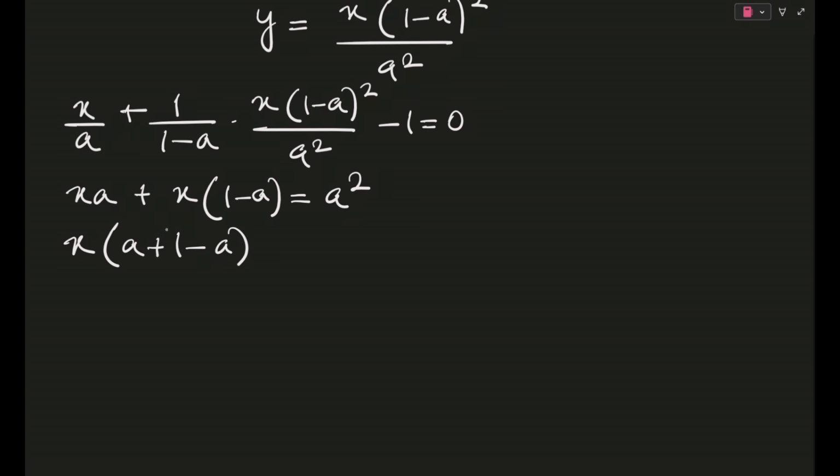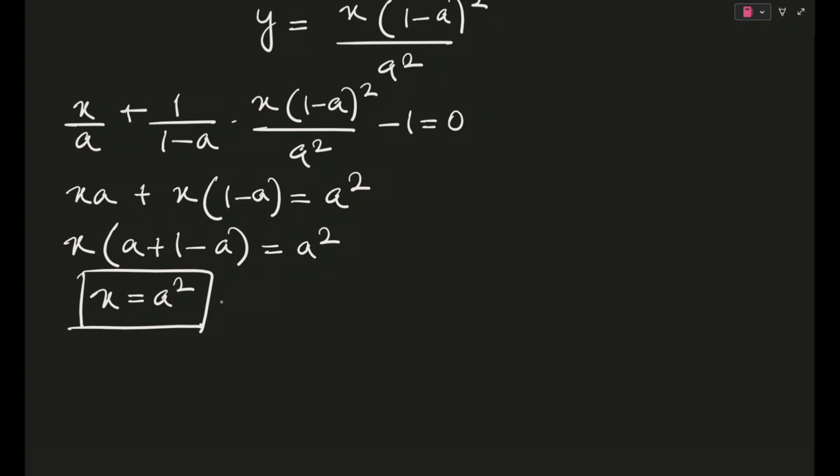So a and minus a get cancelled. That means your x has come out to be equal to a square. Right? So if x is equal to a square, then I guess we can proceed like this.